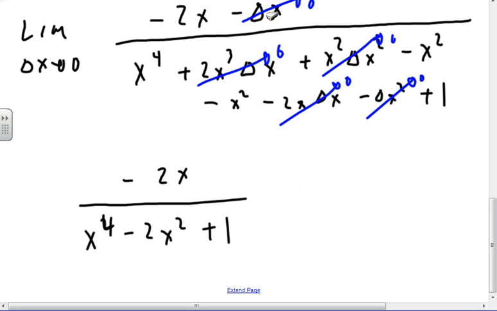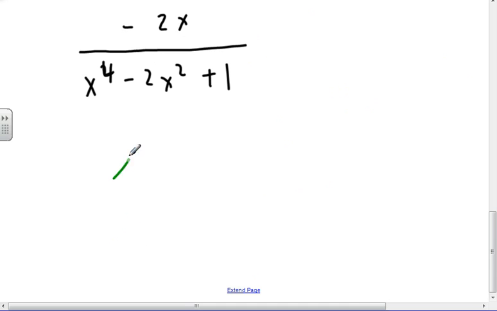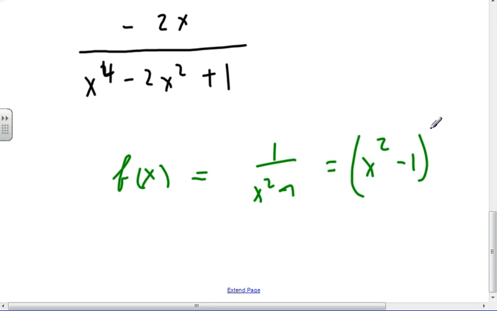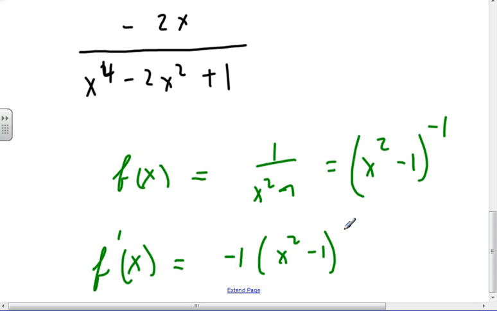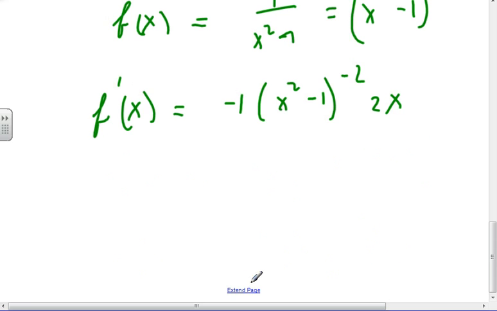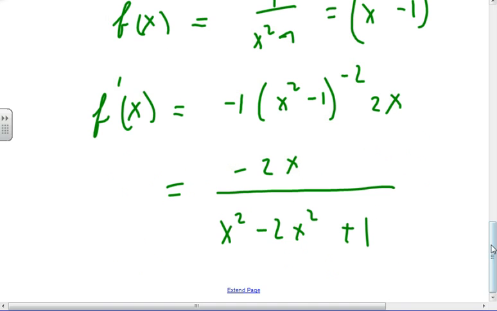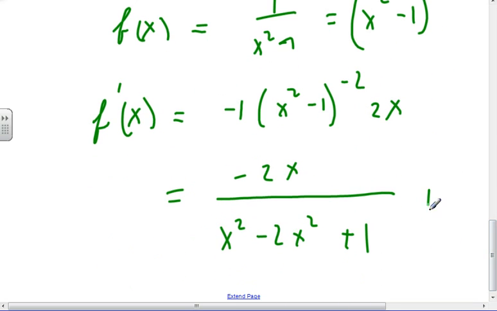And now we're going to go and check our work using the methods from Wednesday that we don't have yet. Alright, so f of x is equal to 1 over x squared minus 1, which is (x squared minus 1) to the minus 1. F prime of x equals minus 1 times (x squared minus 1) to the minus 2 times 2x, which is minus 2x divided by x to the 4th minus 2x squared plus 1. Is that what I got? Yes, it is. Check. Yeah, that's the right one.